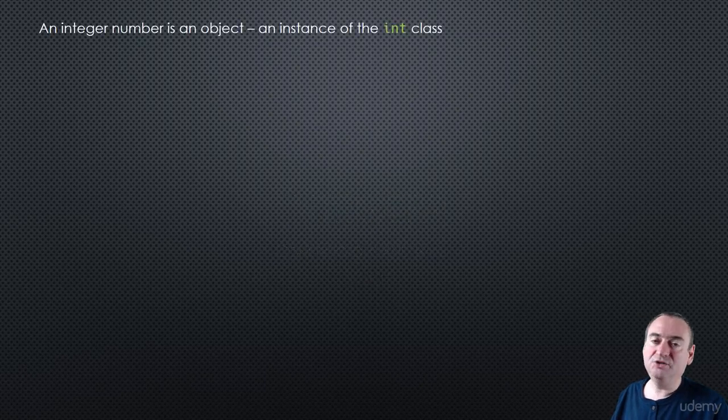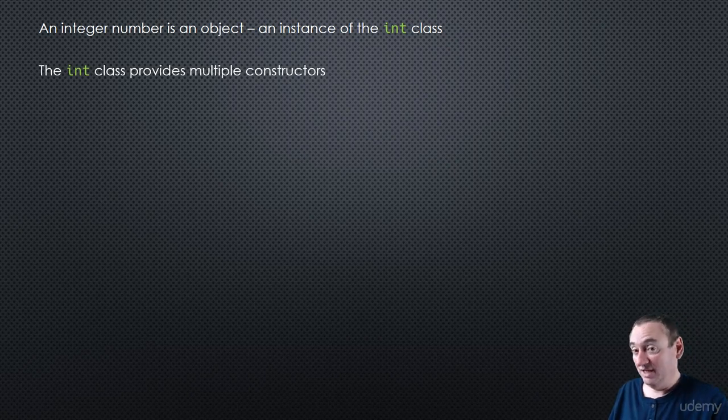Okay, so an integer is really just an object like everything else in Python. An integer is an instance of the int class. So the int class, being a class, provides constructors. We have two constructors in the int class. One constructor takes a single parameter, and that parameter should be a numerical value, something like a float, or a decimal, or a fraction, or even an integer. The second constructor takes a string and a second optional parameter, and we'll discuss that in a minute.